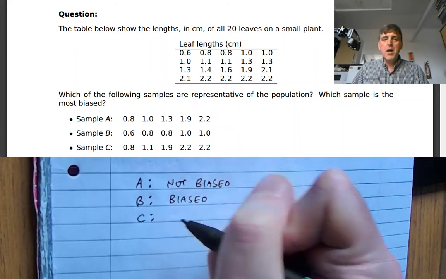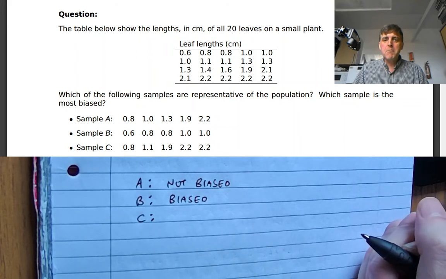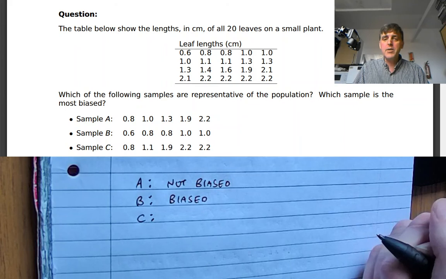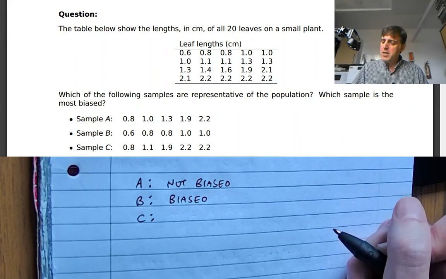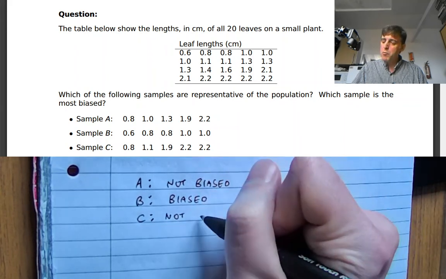C, well, looking at that again, the spread there seems fairly reasonable. There's quite a lot of 2.2s in the data there, so it's not too unreasonable that our sample might have a couple of 2.2s in it. So I'm going to say that that one is not too biased.